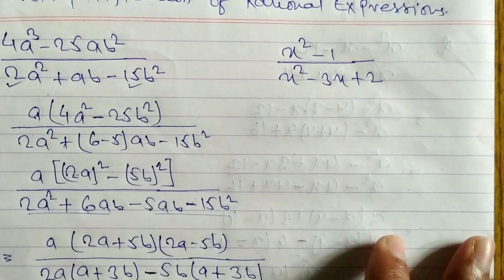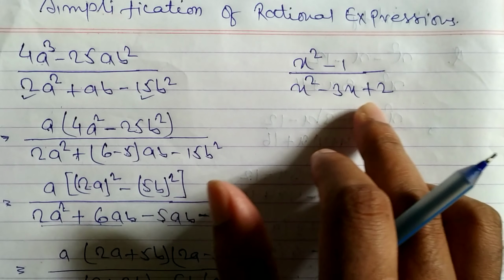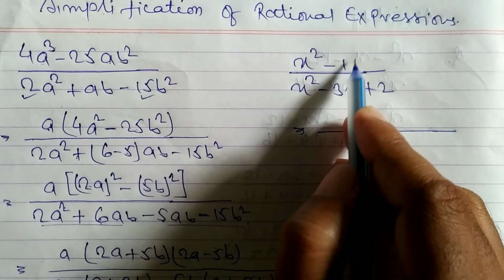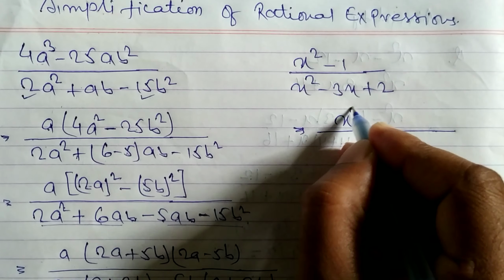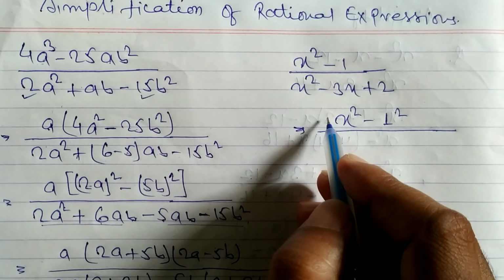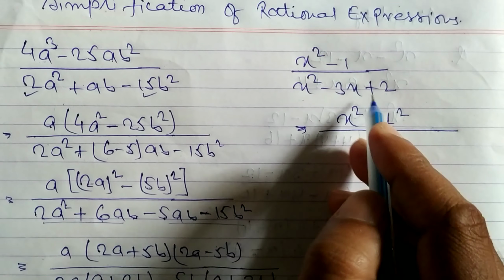Look at the next, we have another question also: x square minus 1 by x square minus 3x plus 2. What do we have to do? First of all, we have to convert this in the form of a square minus b square, so we can write x square minus 1 square, and here the denominator we have to factorize. We cannot take any common, we cannot convert in the formula, so we have to factorize.